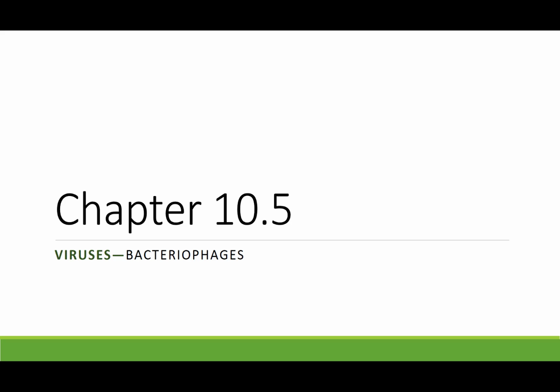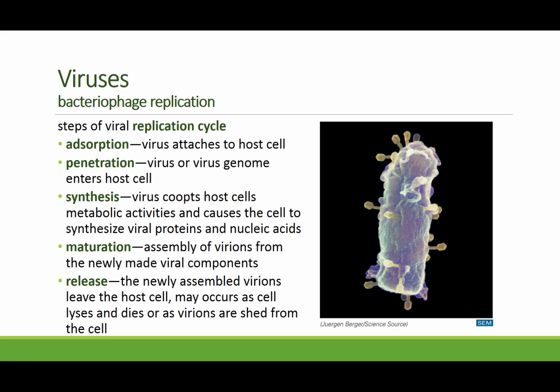In this video, we're going to take a look at bacteriophages, usually just called phages, which are the viruses that attack and kill bacteria. So bacterial replication occurs in 5 steps. First of the steps is adsorption. This is just a chemical attraction that causes the bacteriophage to adhere to the bacterial cell wall.